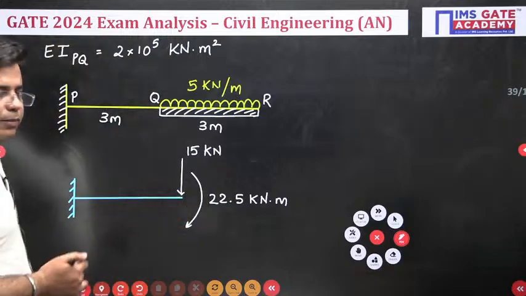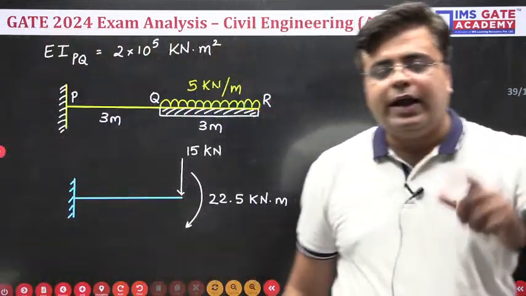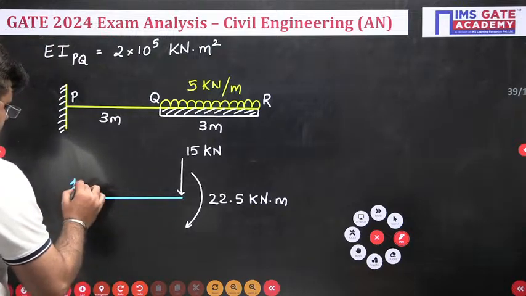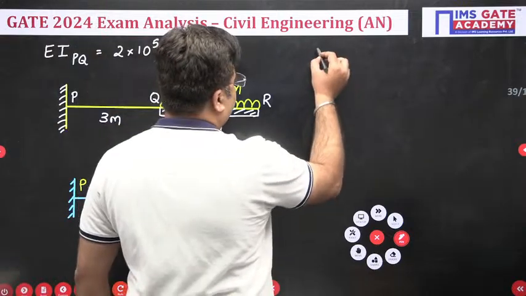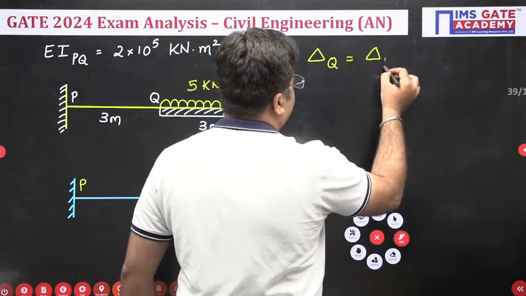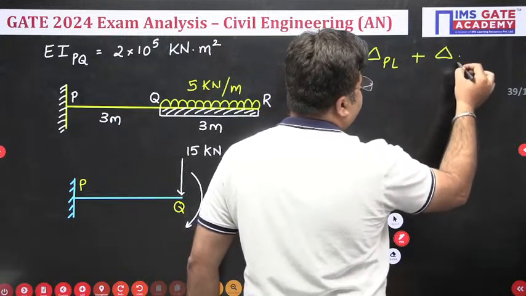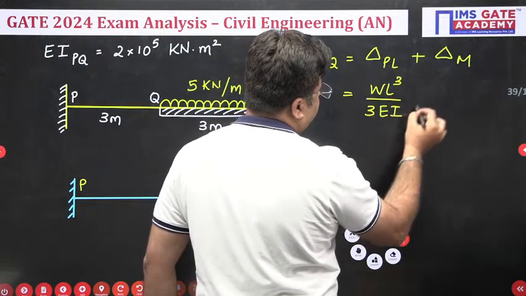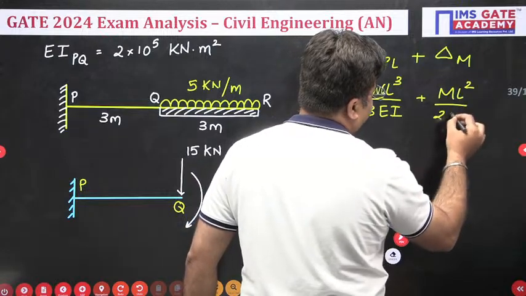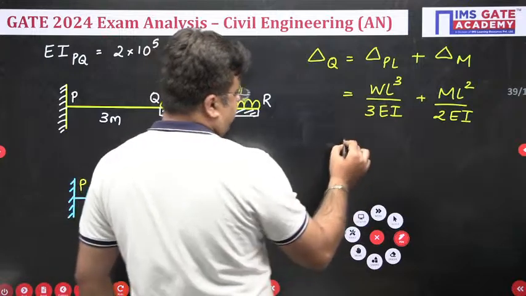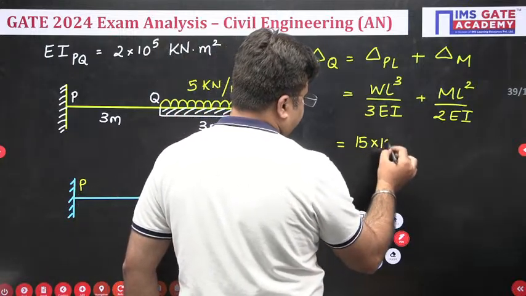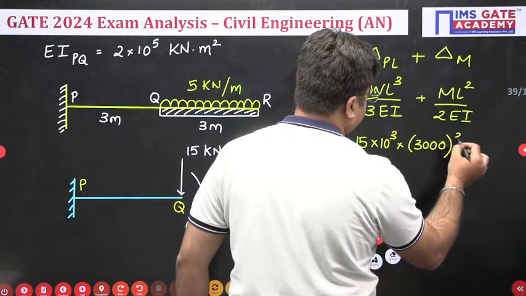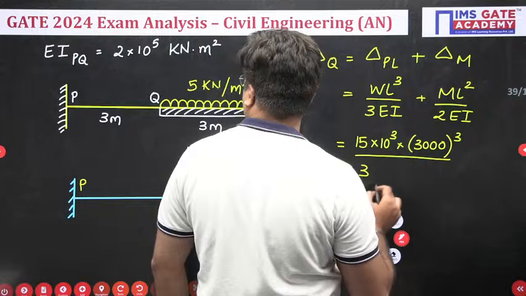Now it's a simple case of superposition. Just calculate the deflection due to the point load and the deflection due to the moment and add both. So this is my point P and this is my point Q. Total deflection of Q, delta Q, is equal to deflection due to point load at Q plus deflection due to moment at Q. Deflection due to point load is WL cube by 3EI, and due to the moment it will be ML square by 2EI. Simple. So W for the point load is 15 into 10 raised to power 3. Length is 3 meter, so I'll keep this in mm, so 3000 mm, the whole cube divided by 3 into EI. EI is 2 into 10 raised to power 5.